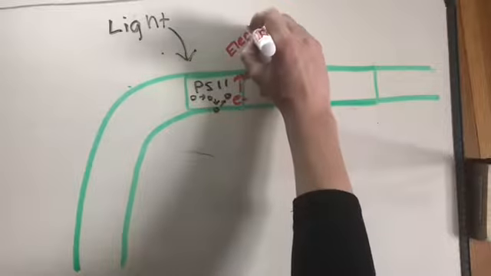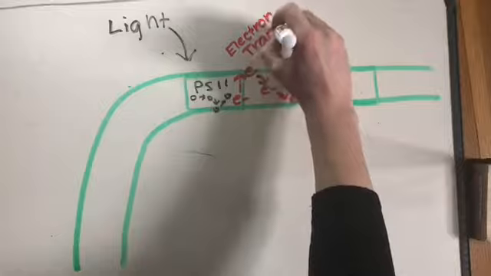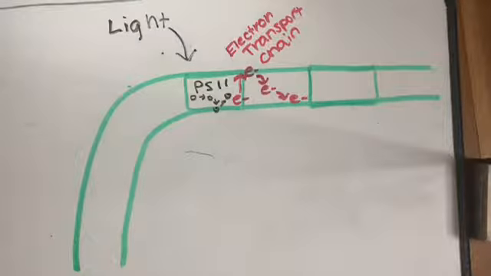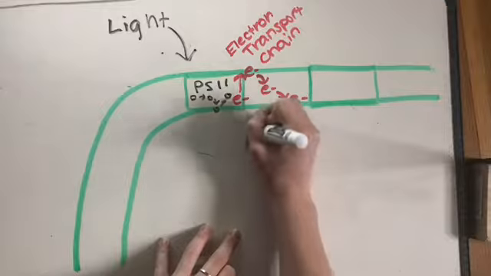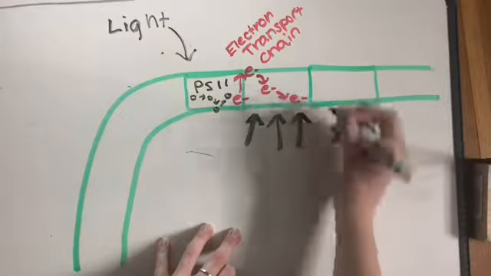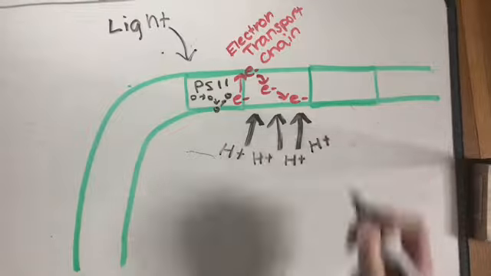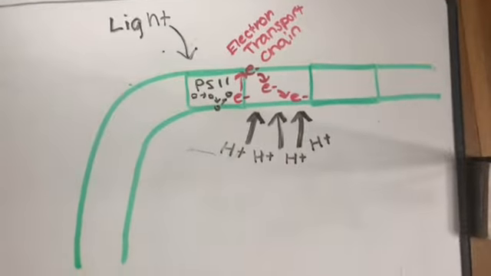The electron eventually gets to photosystem 1, or PS1, by the electron transport chain. Since the electron has lost so much energy, it needs to become excited again. So the electron is combined with NADP+. This combination results in NADPH.